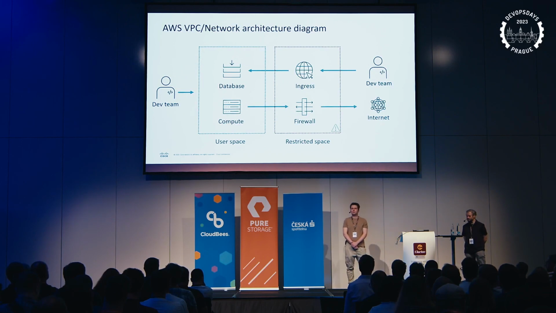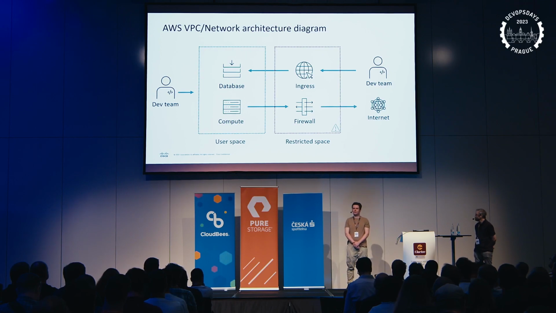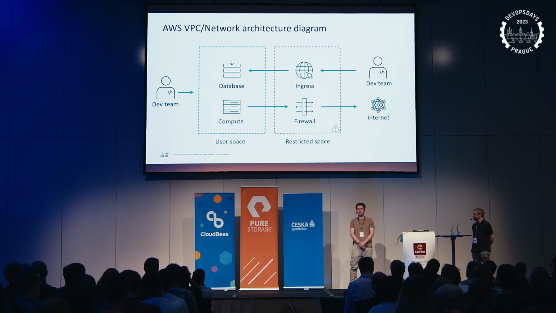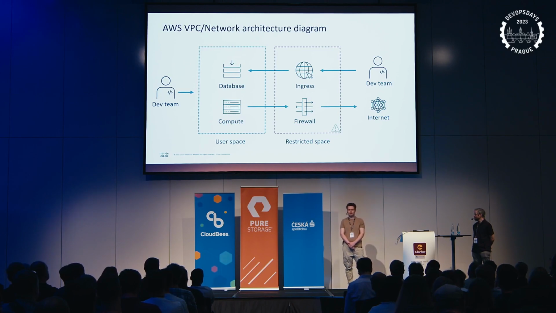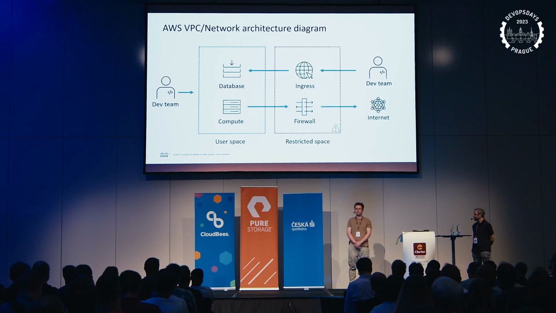From the AWS VPC or network point of view, we created 2 separate zones. One is the user zone, which basically supports the sandbox idea. It prevents a developer from, for example, extracting data to some external location, but at the same time, he or she can deploy their database, compute, EKS cluster, and be sure that they will not break anything in this user space.